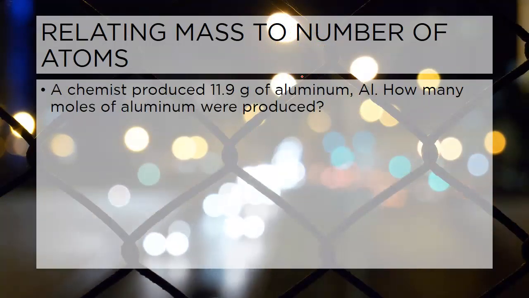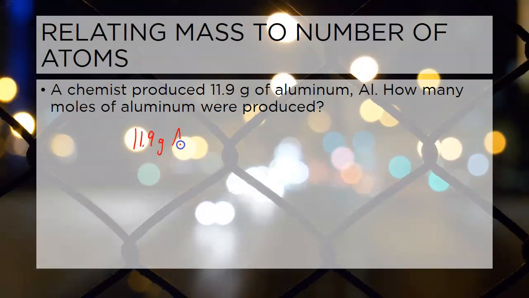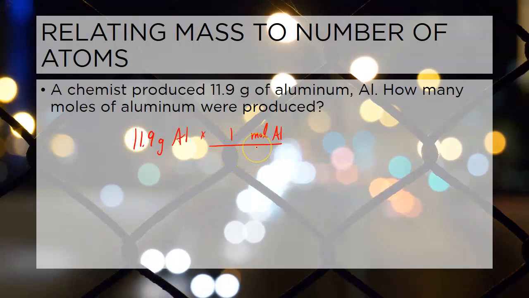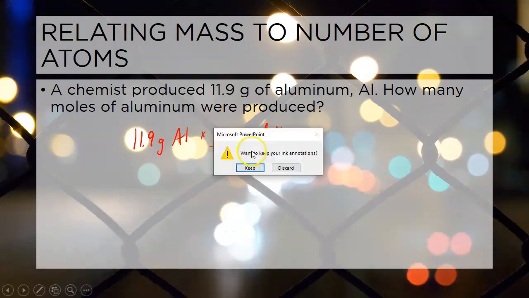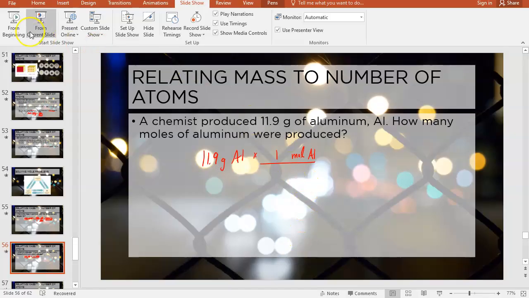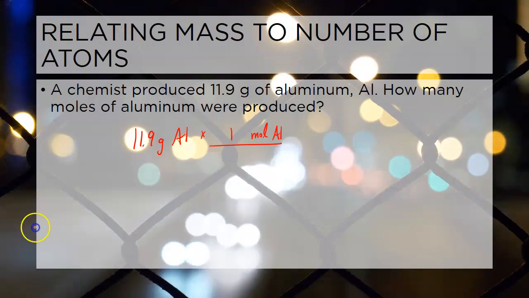We can go backwards. We can take 11.9 grams of aluminum and convert that into moles of aluminum. I know that there's 1 mole, and my periodic table says that aluminum weighs 26.9 or about 27 grams per mole. So that number came straight off the periodic table.